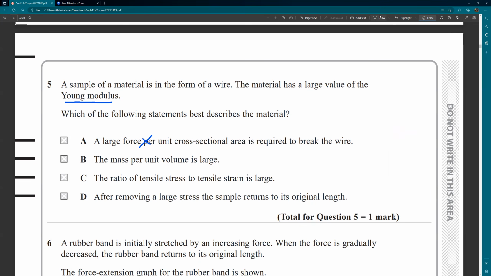Let's have a look at C. The ratio of tensile stress to tensile strain is large. Well, this ratio of stress over strain is what Young's modulus is. So if this is large, Young's modulus has to also be large. So the answer is C.